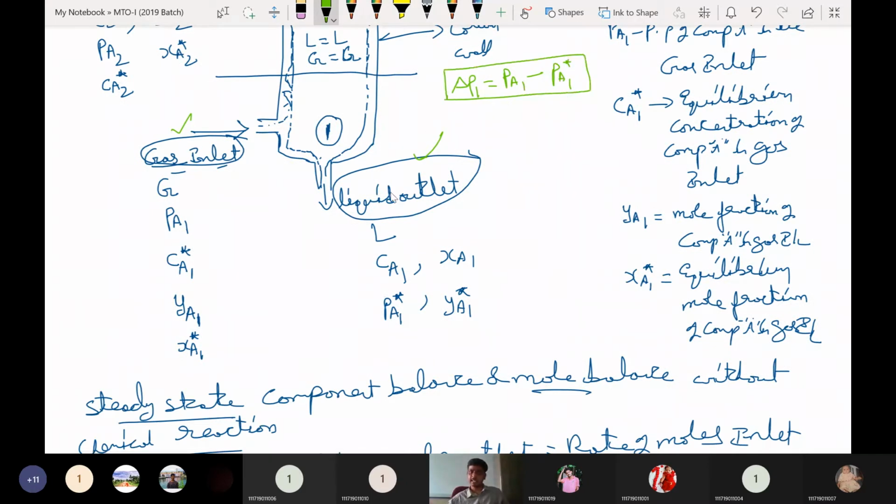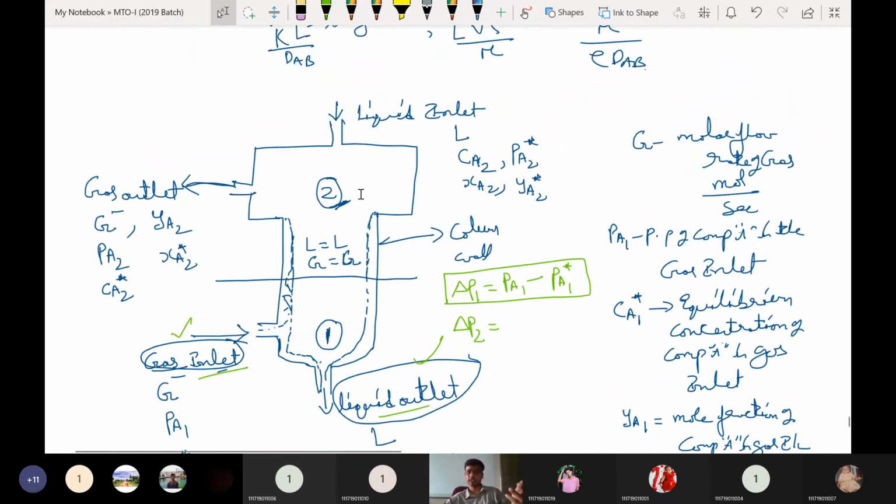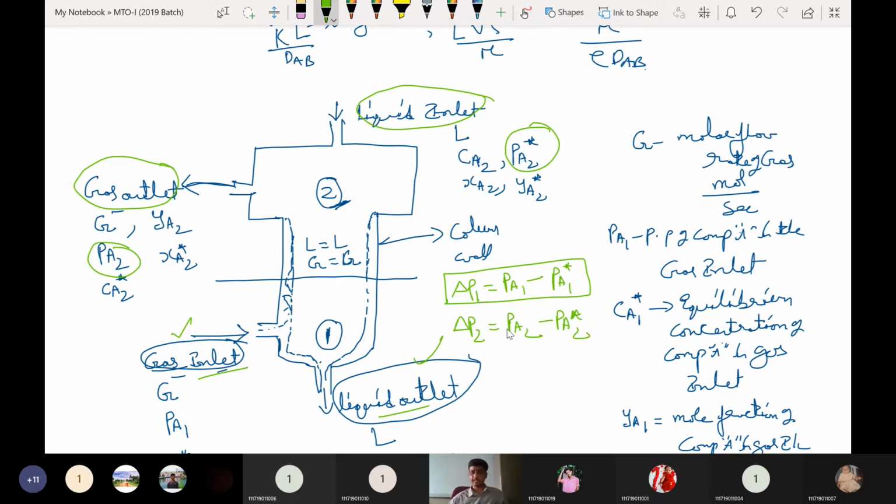Why? Because this liquid outlet and gas inlet both are in equilibrium. Then delta P2, which is the top section, is nothing but the gas outlet and the liquid inlet. These two phases are in equilibrium, whereas at the bottom, these two phases are in equilibrium. Then we can write delta P2 is equal to PA2 minus PA2 star.